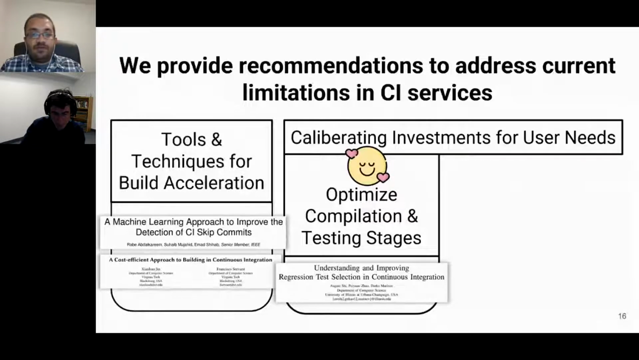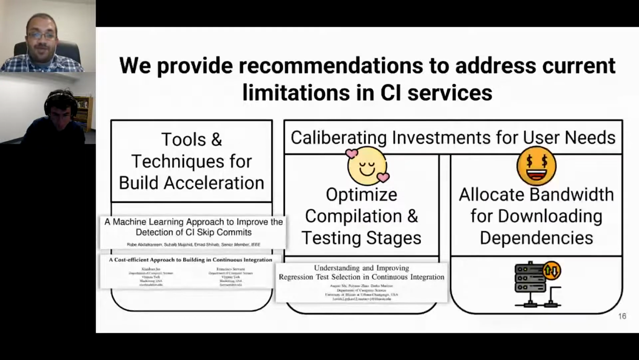To make a lot of developers happy, they can choose to optimize compilation and testing stages by using techniques such as test selection proposed in research. Or they can make heavy users happy by allocating more bandwidth for downloading dependencies. For example, we have some more recommendations. You can read our paper for more details. That concludes my presentation. Thank you very much.